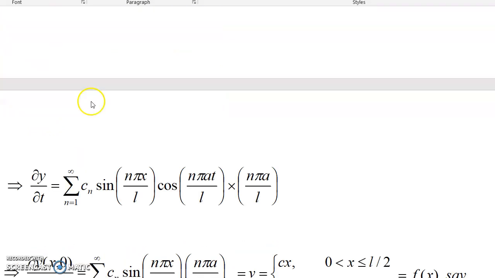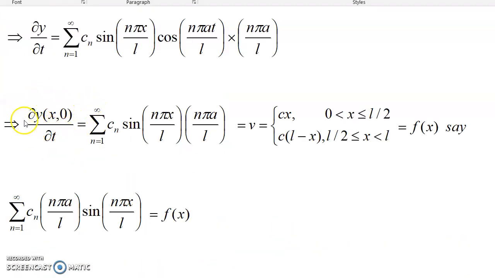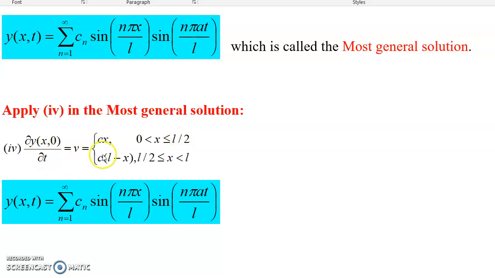What's the meaning of x comma 0? Putting t equal to 0. So dou y by dou t at x comma 0 means you have to put t equal to 0 here. Where you have t, here you have t. So when you put t equal to 0, cos 0 becomes 1. So you have this term. And the condition says this is equal to v.